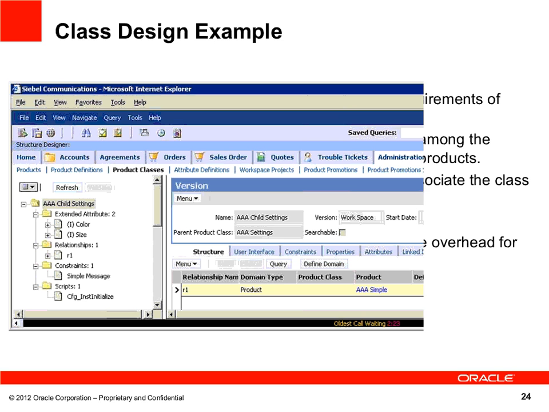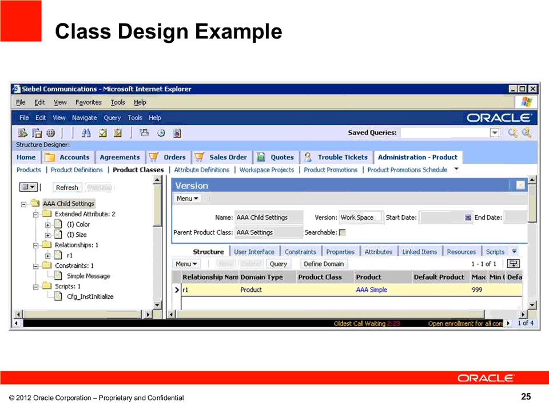So that's a typical example of how a class design can look like. On the left side, you see the tree of all the possibilities, and this is a typical class product where we have 2 attributes set, color and size. We have a relationship defined, which will then be visible for all the products which use the class. We have 1 constraint and 1 script, and everything will be moved to the product when the product is connected with the class.